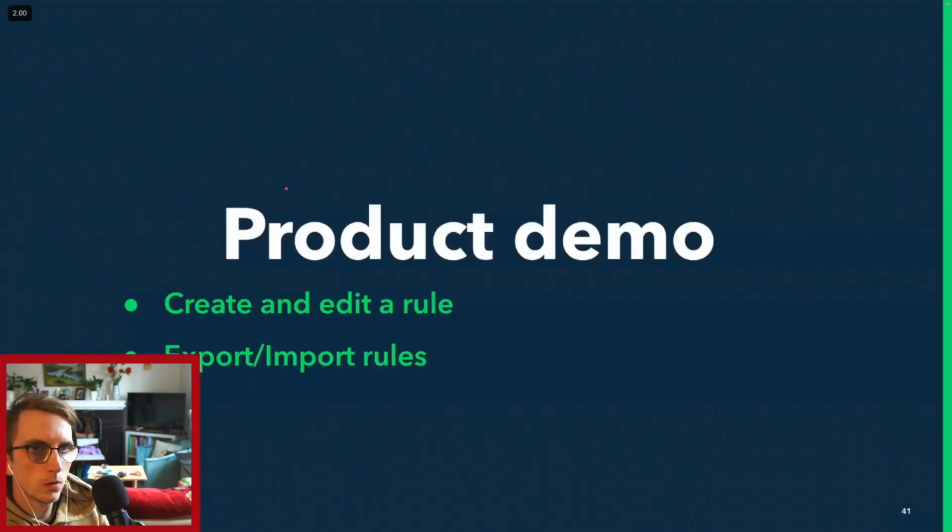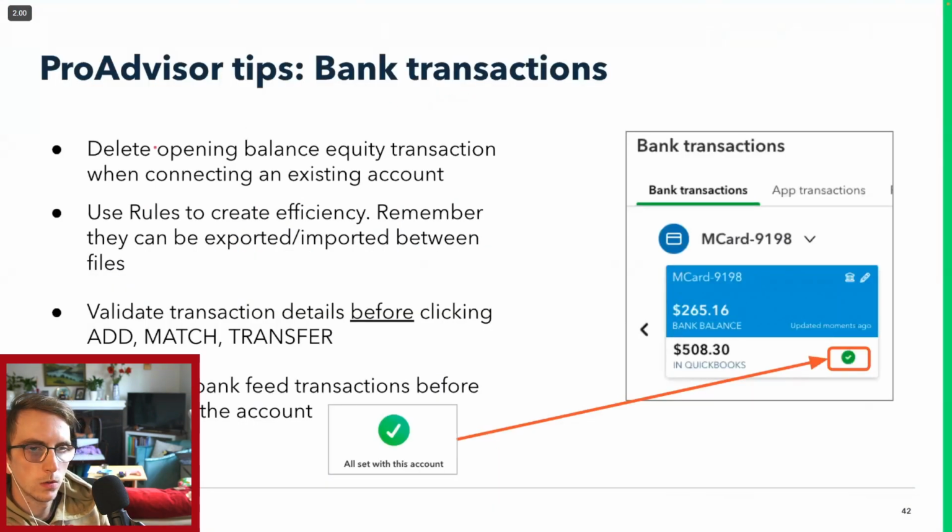And let's head over to the next step, which is just a few ProAdvisor tips regarding your bank transactions. So we want to be sure that we delete the opening balance to equity transaction when you connect an existing account. We want to use rules to create efficiency. Do not use rules to create inefficiency. Be very intentional, test your rules extensively, and be sure that they're going to operate the way you want. When you're comfortable doing so, it's a fantastic feature that you can use. And then remember the export-import can be super powerful, so you don't have to continue to set up rules in between data files. You can do it all at once.